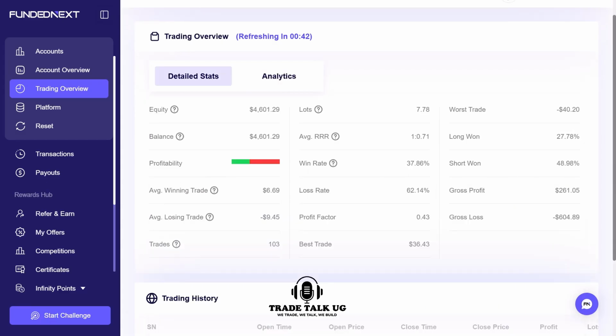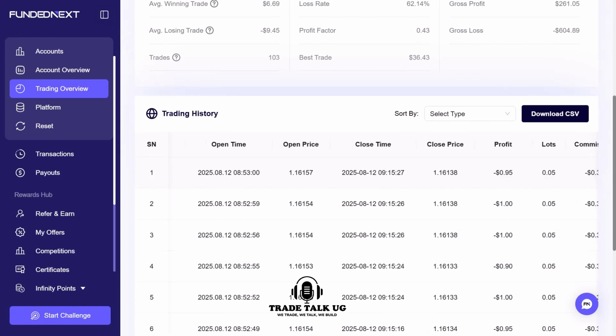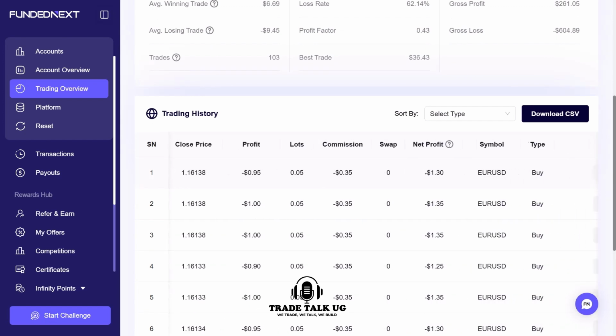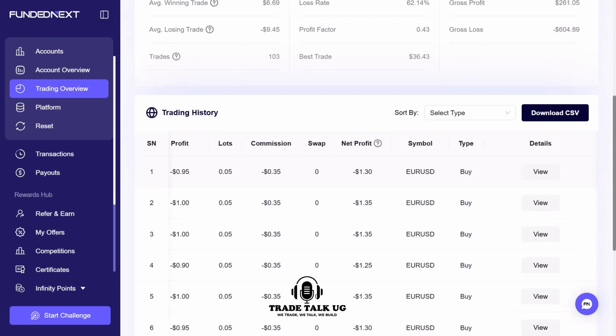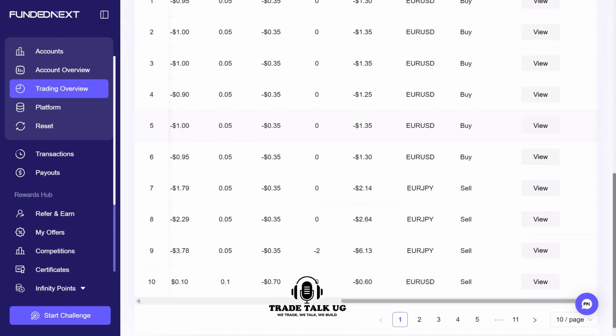So you can see on detailed analytics, you can see some of the trades which I took. This was Euro USD, and the losses were very small because the stop losses were not that tight.